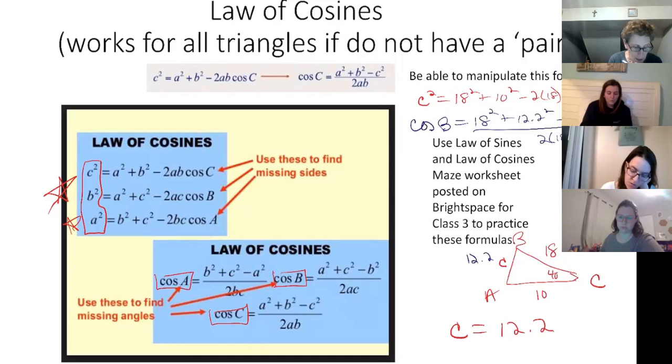So I want the cosine of 18 squared plus 12.2 squared minus 10 squared in the numerator over 2 times 18 times 12.2.